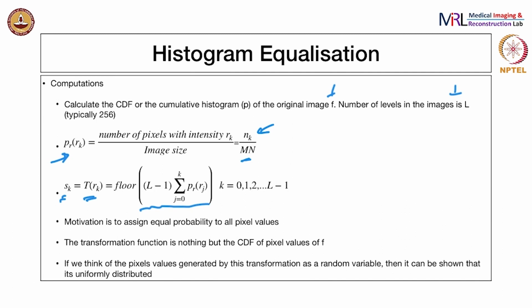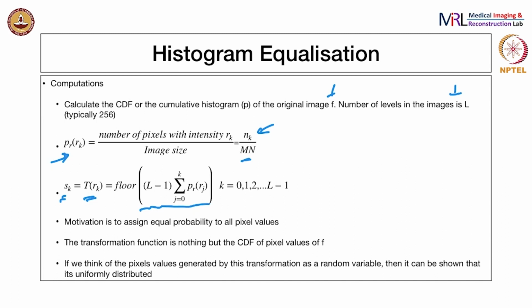So given any pixel value in the source or input image, we can calculate the transformed pixel value. We just showed that the transformation is obtained this way. It turns out that the s's are uniformly distributed, and that gives us the neat picture. And to show the computations, you just calculate the CDF or the cumulative histogram of the original image.